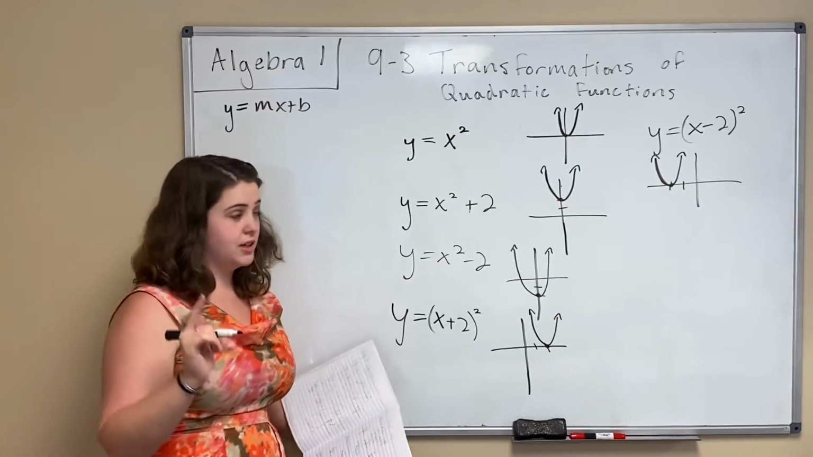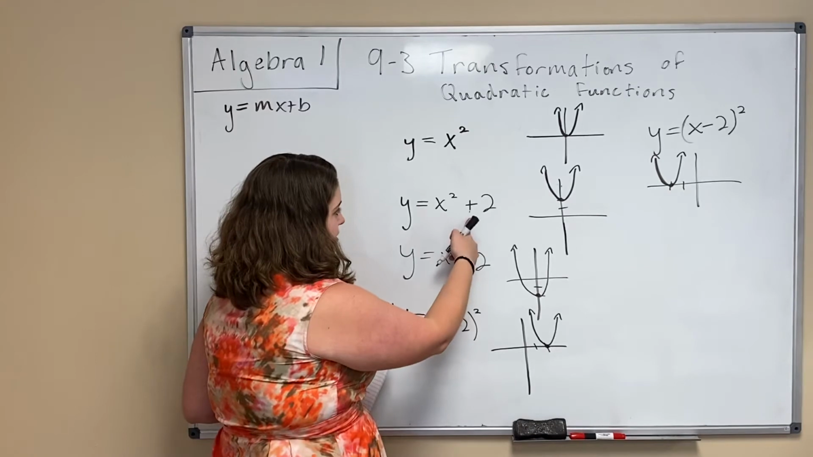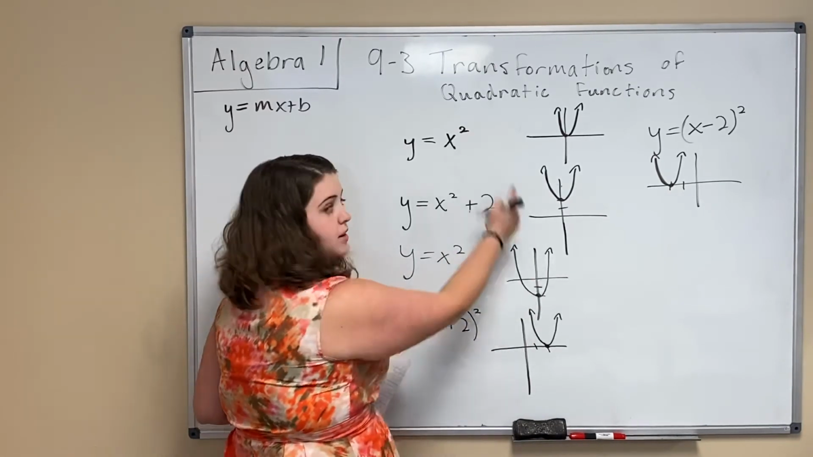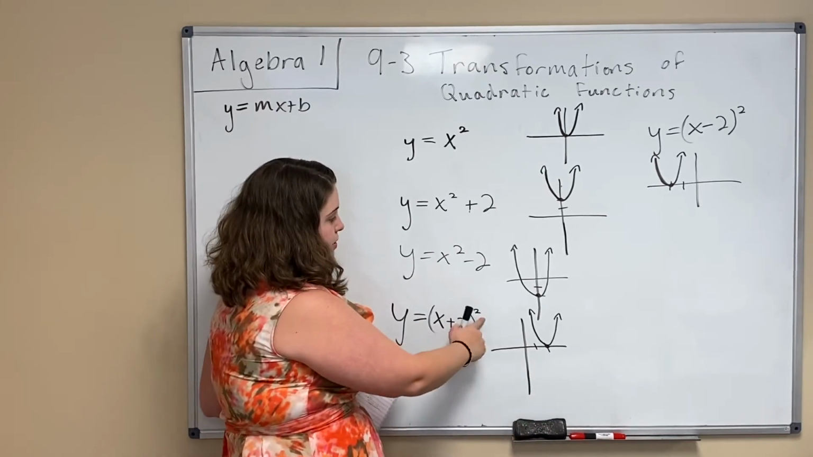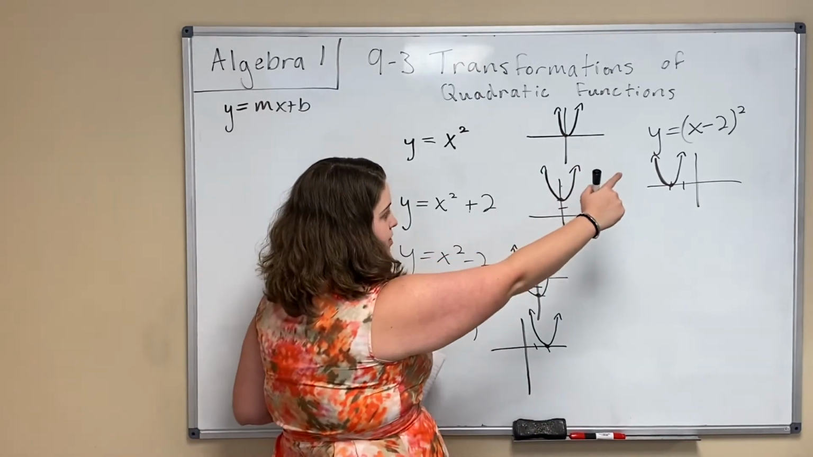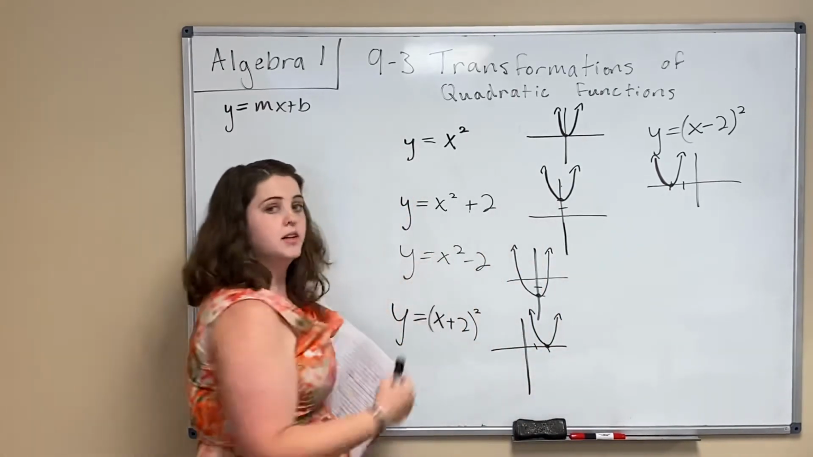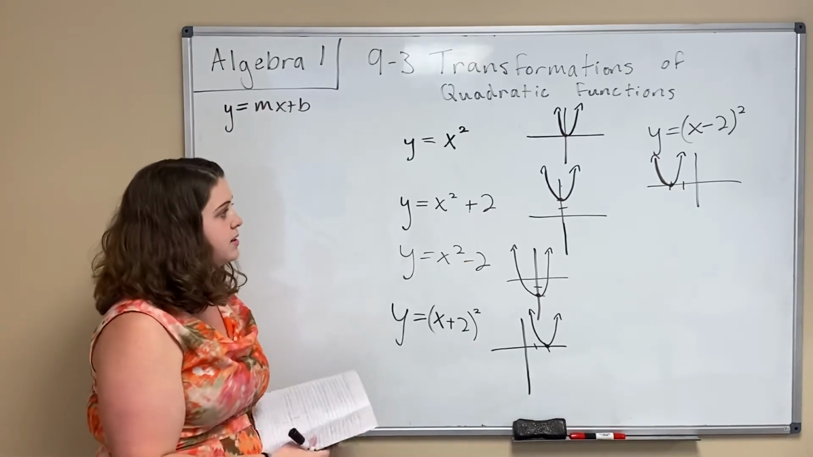Okay, just to recap quickly, adding a number on the outside moves it up and down vertically on our y-axis. Adding a number before I square it, plus or minus, is going to tell me positive, move it this way, negative, move it this way, horizontally side to side along our x-axis.